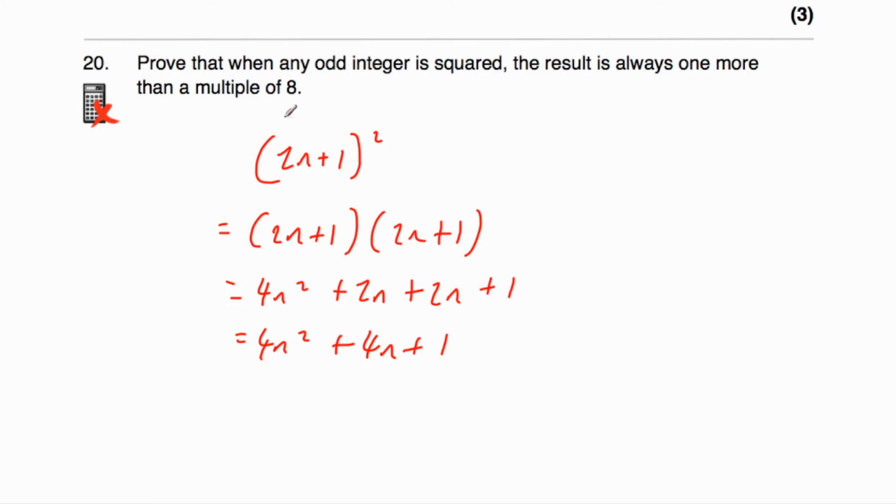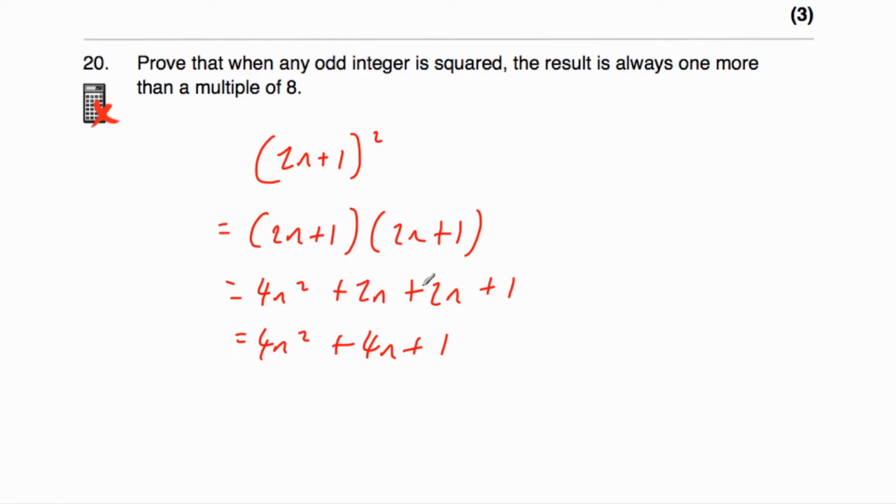Now we want to show that this is always one more than a multiple of 8. Because we've got this plus 1, that's great, that would be one more than. So if we show that 4n squared plus 4n is a multiple of 8, then 4n squared plus 4n plus 1 will be one more than a multiple of 8. So we really need to show that 4n squared plus 4n is a multiple of 8.